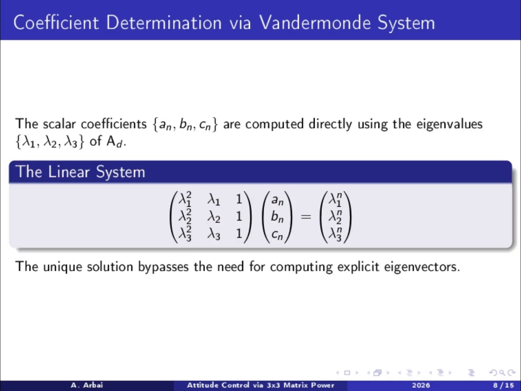To find the scalar coefficients a n, b n, c n, we solve a linear Vandermonde system using the eigenvalues of the matrix. This unique solution is highly efficient because it bypasses the need to compute explicit eigenvectors.